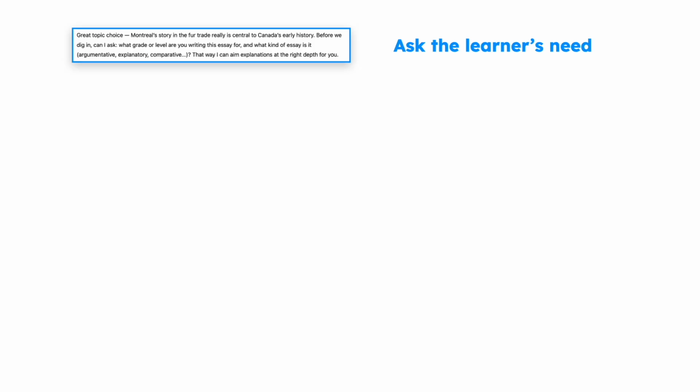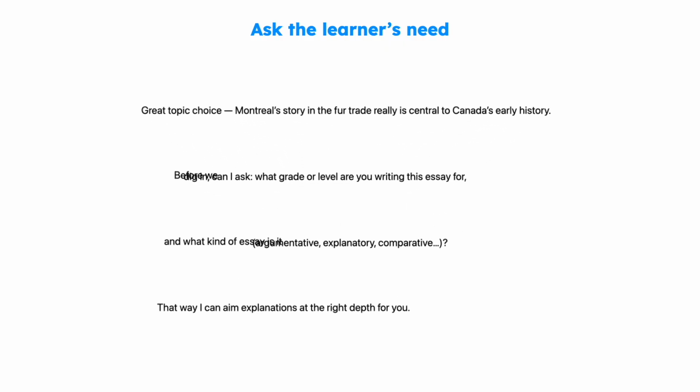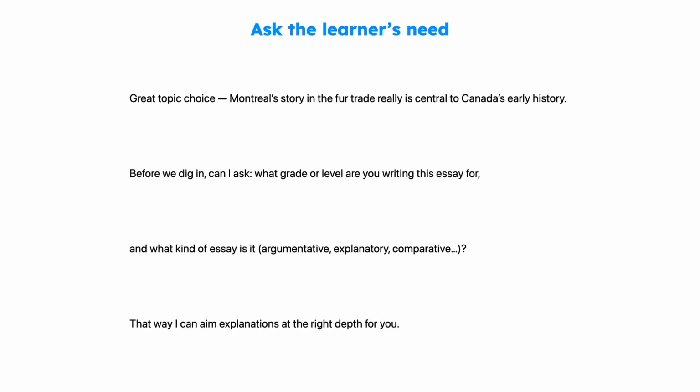So would it be enough to take this block, the learner's need block, and just answer the student's original prompt with that? Probably not. Let's zoom in and figure out why. Let's break apart this paragraph to understand some of the flaws in it. When the AI says Montreal's story in the fur trade really is central to Canada's history, it's already biasing the student's perspective that Montreal is important. But maybe through an exploration of their own, the student would have not found that Montreal was as important.